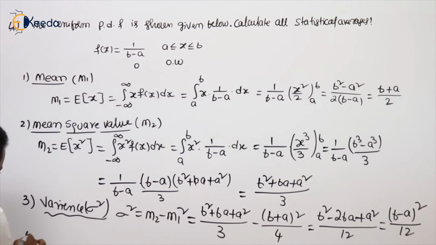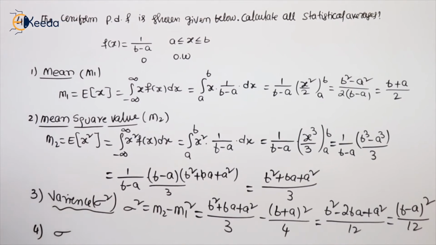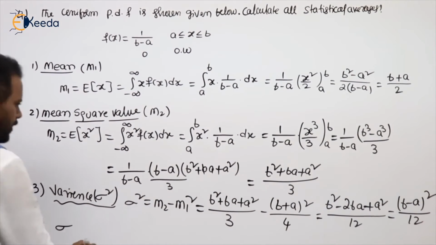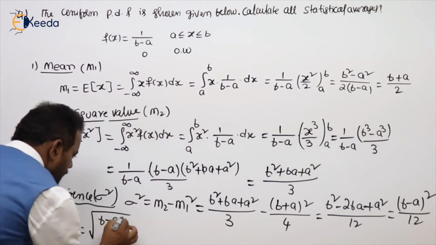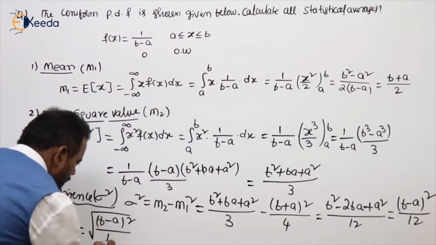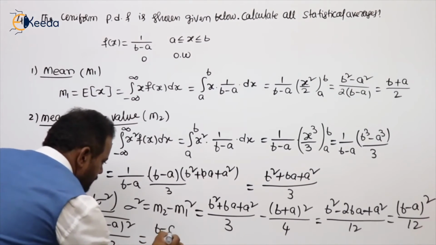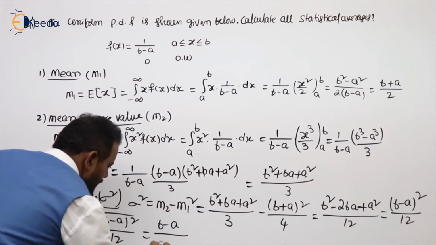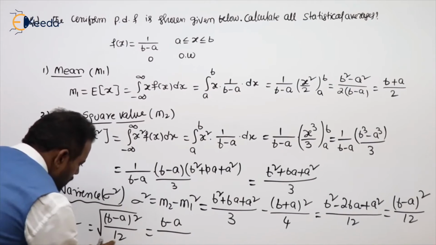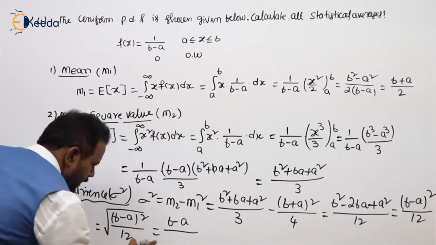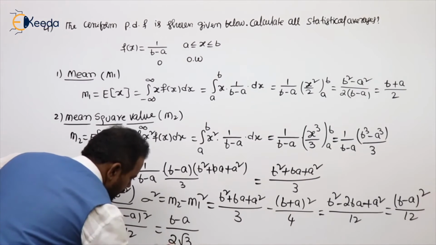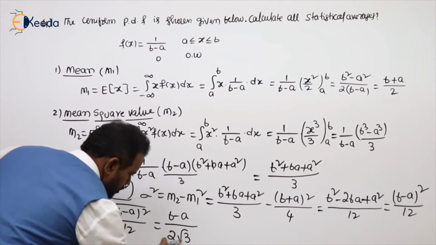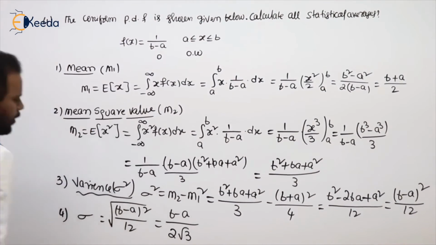The last parameter is standard deviation. Standard deviation is denoted with a sigma. What is sigma? It is the root of variance. That is root of (b minus a) whole square by 12. So it is nothing but (b minus a) by root 12, which I can write as root of 4 into 3. Root 4 means 2, so 2 root 3, because it comes in the root, 2 becoming 4, 4 3s are 12 only.